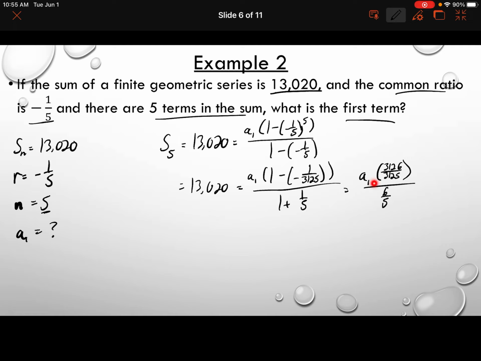So I'm going to calculate this side. I'm going to do 3126 divided by 3125, divided by the fraction 6/5. So 13,020 is equal to a sub 1 times 3126 divided by 3125 divided by 6 divided by 5. Okay, so I got 0.8336. Divide both sides by 0.8336.